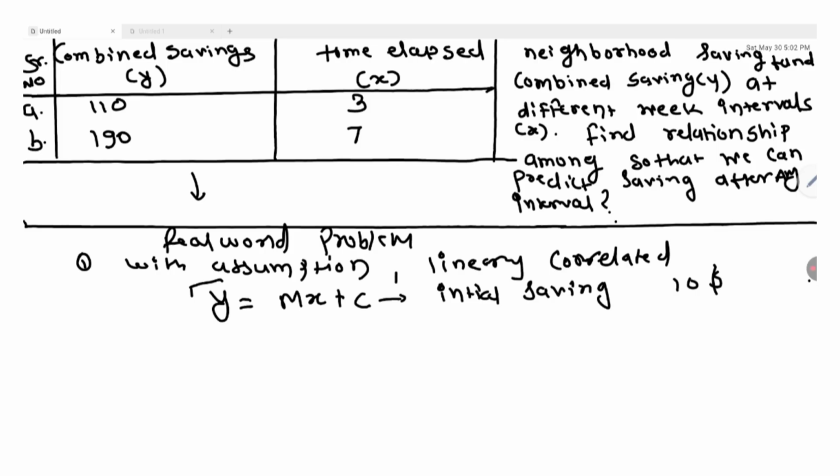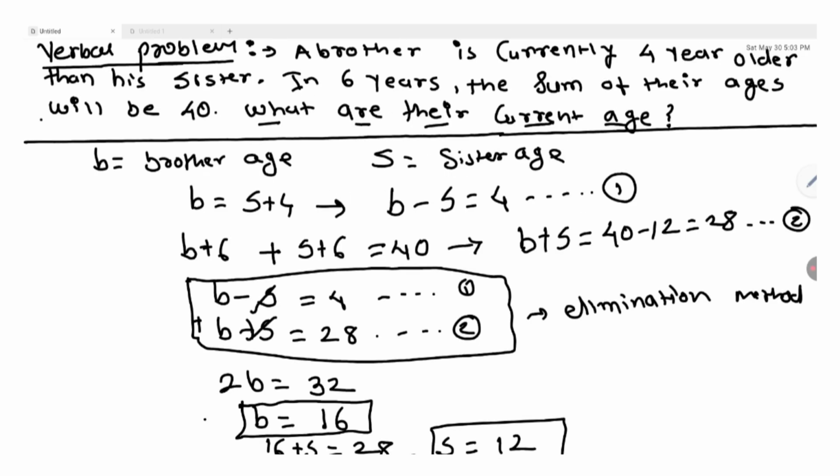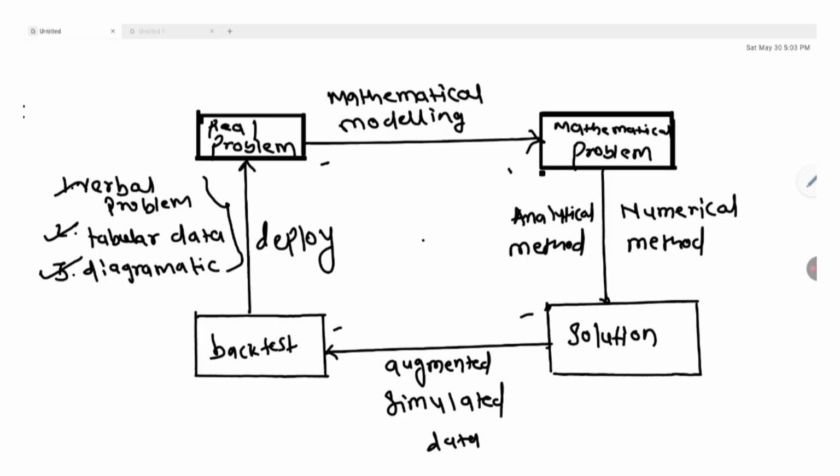So now this is the mathematical problem we have to solve. We have to find the equation where there are no unknowns. Currently we have two unknowns over here, m and c. Once we find them, we can put any x value into this equation and find the y value. So I hope the first step is clear. We have converted the tabular data into a mathematical problem, which is y equals mx plus c.